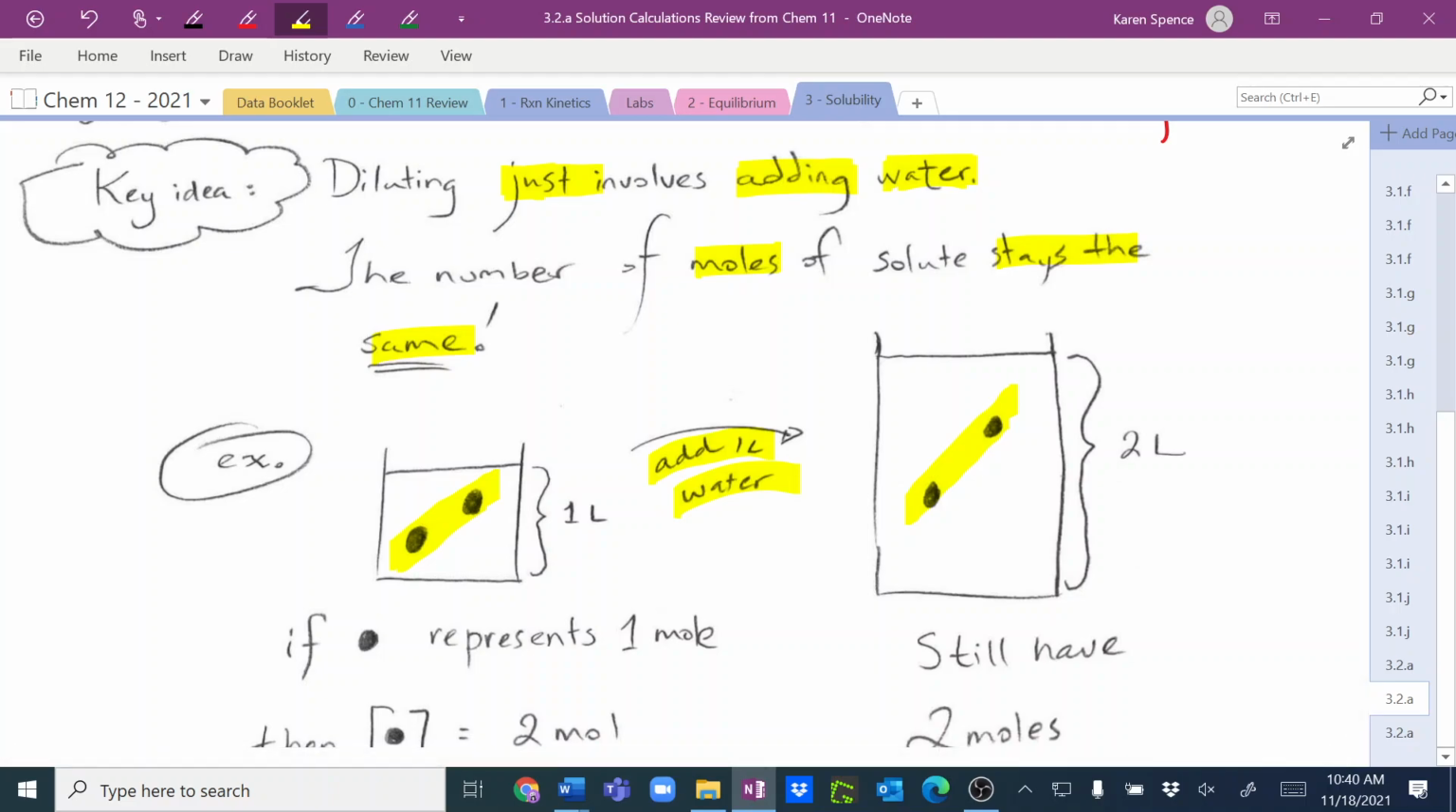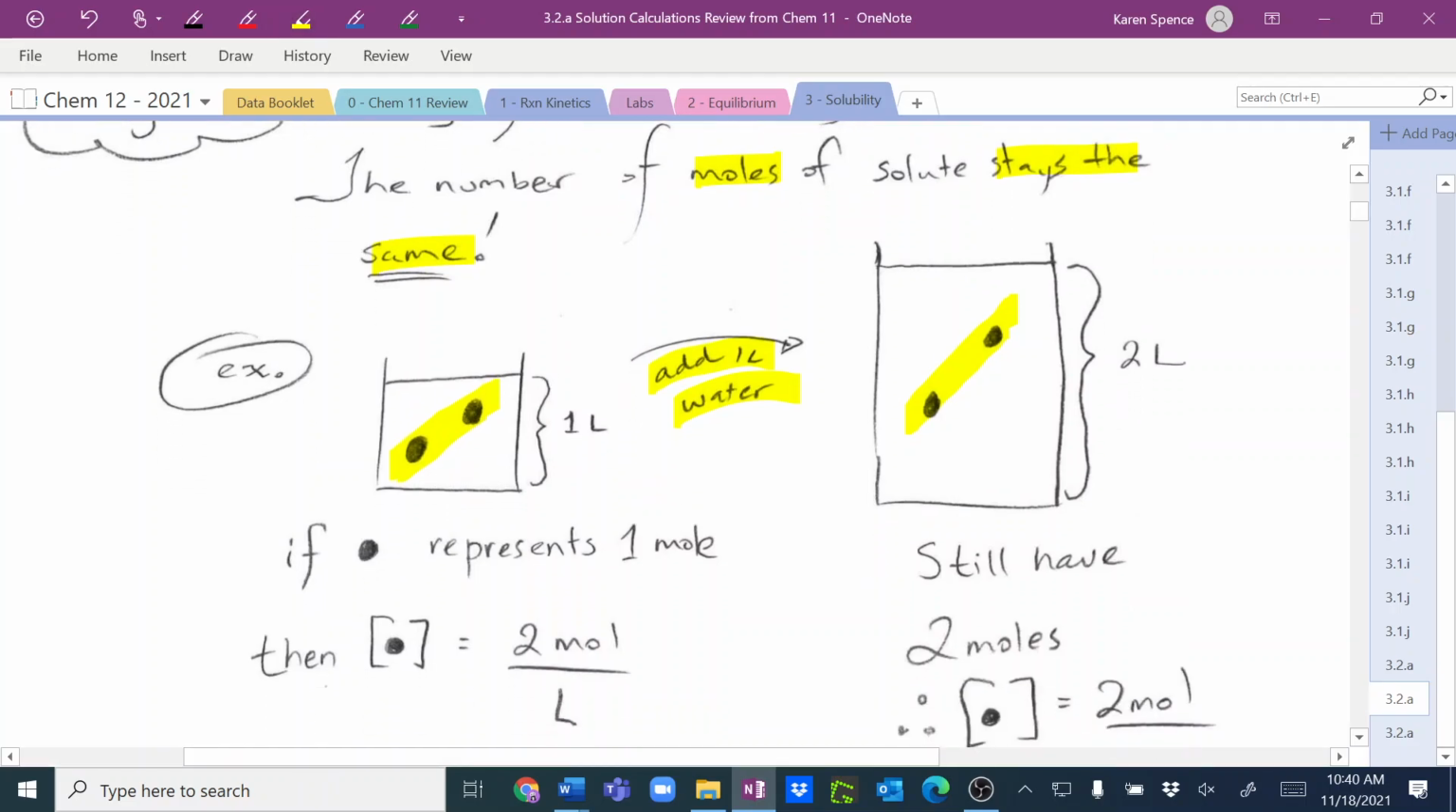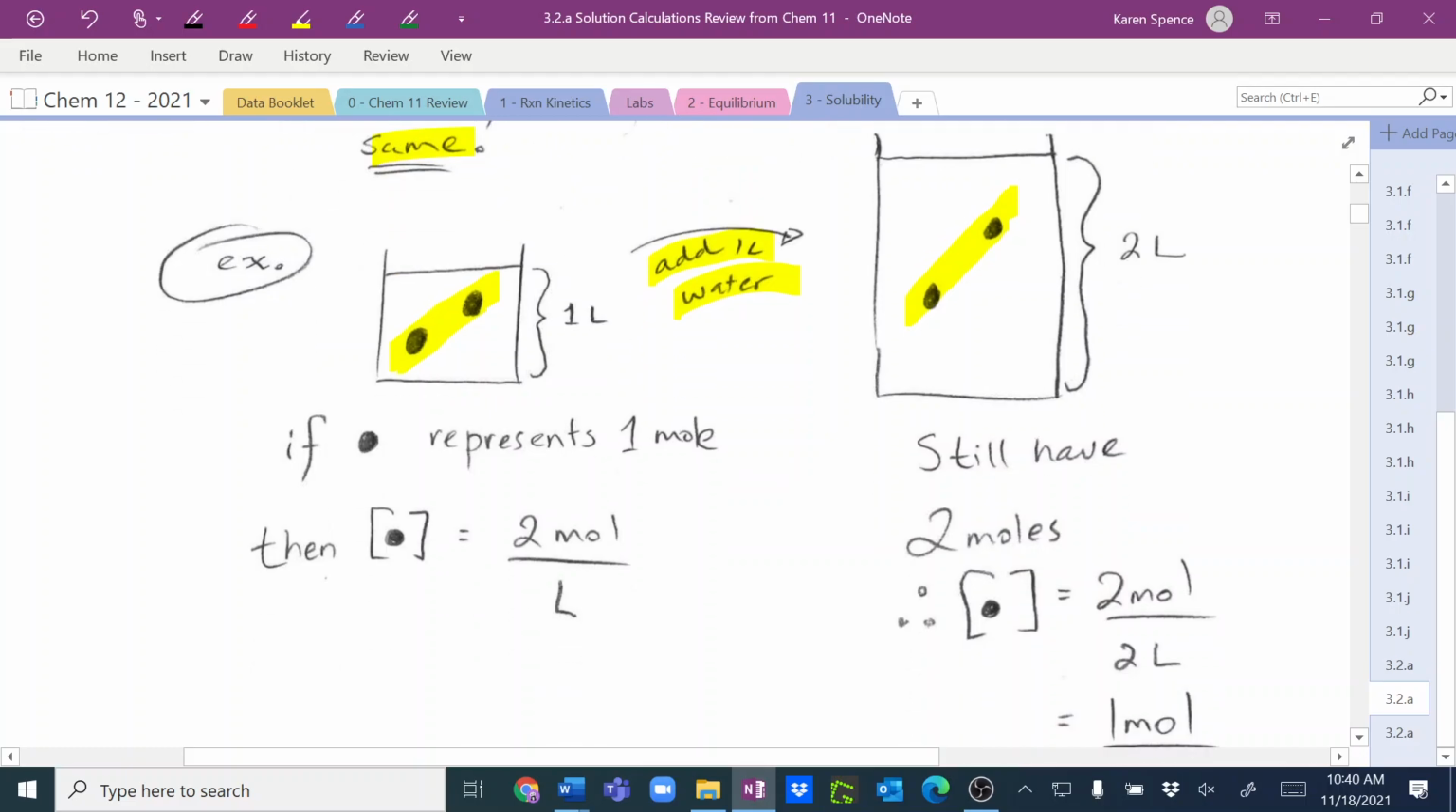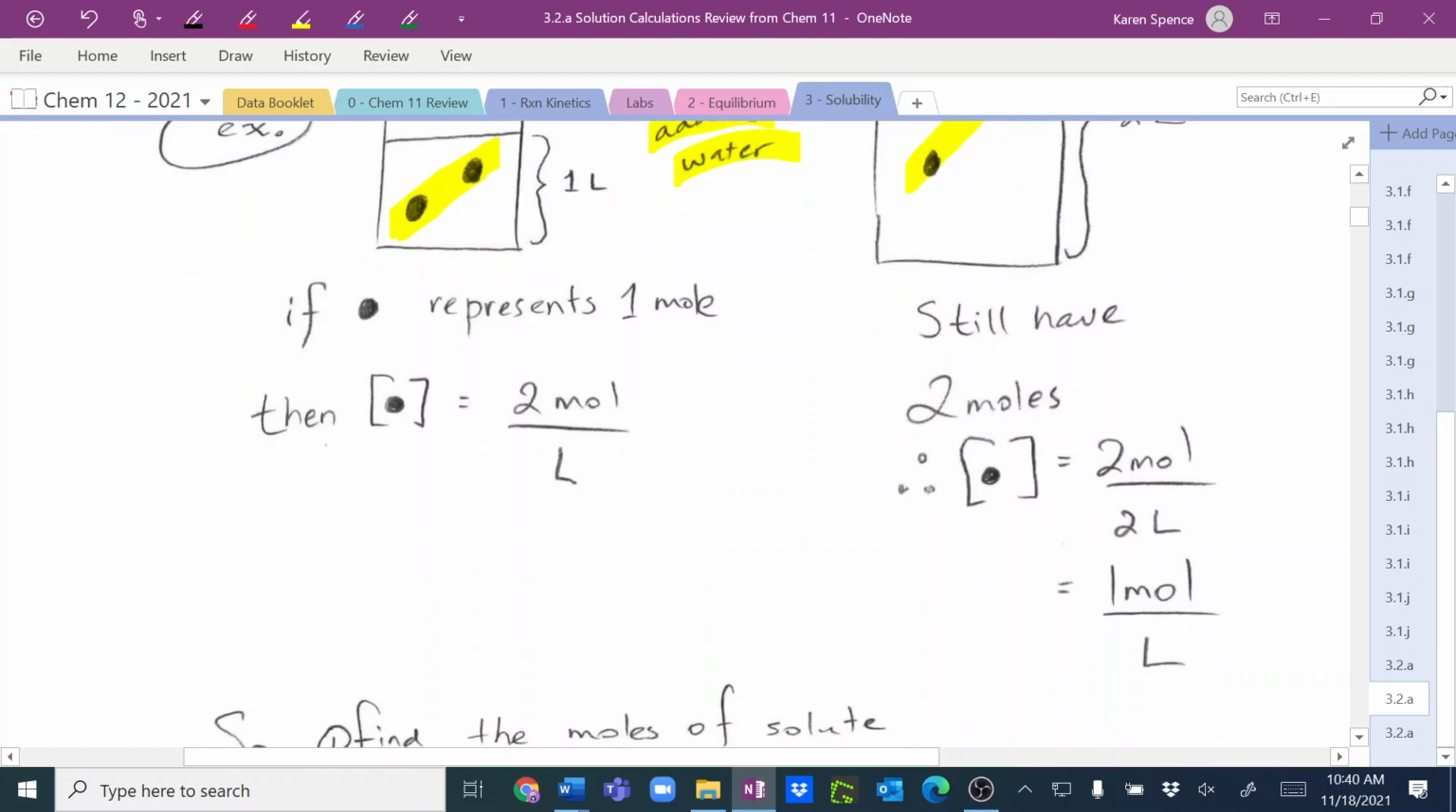So when you're doing a calculation with this, it's always pretty easy. You just figure out how many moles you have, and then you divide by your final volume, and that's it. Okay, so figure out your number of moles, divide by your final volume.